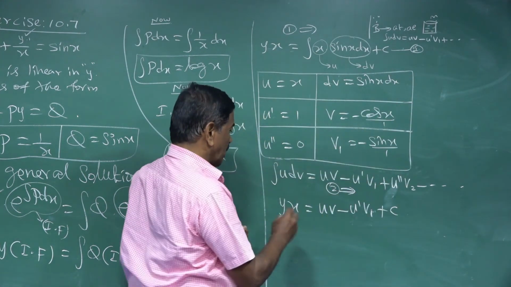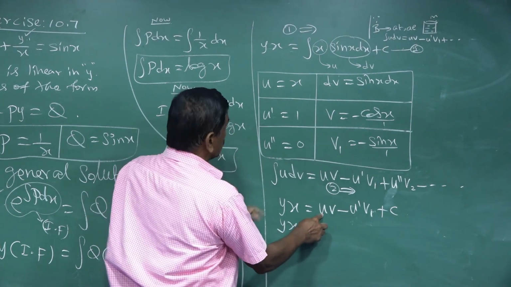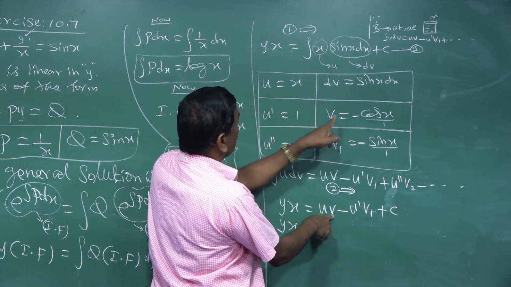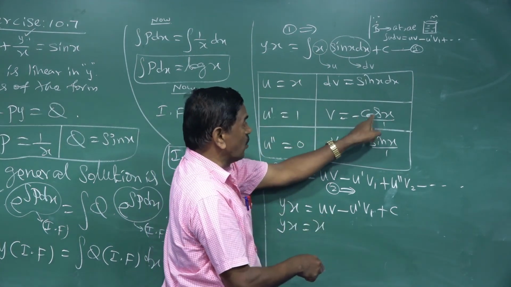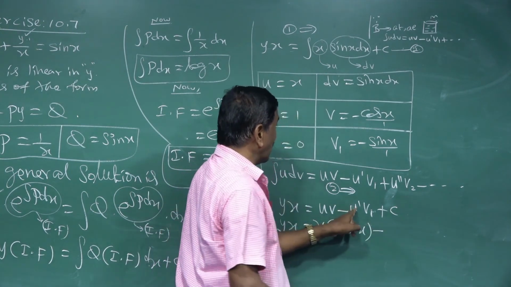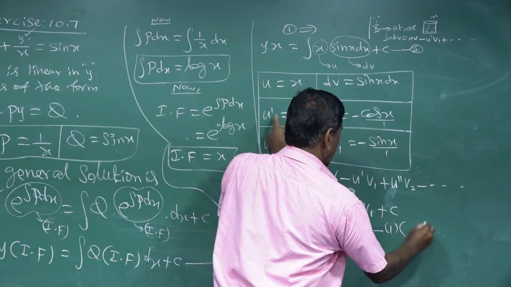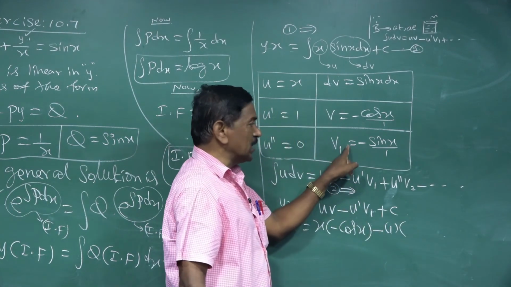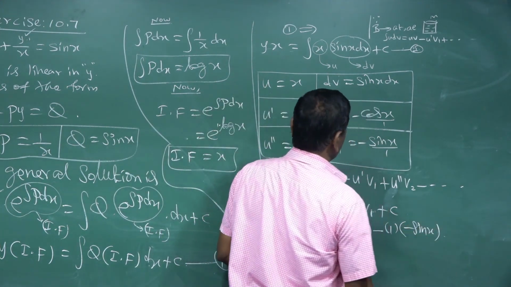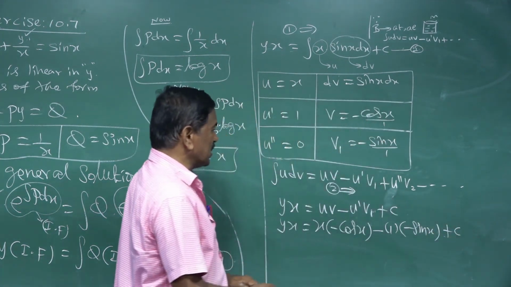Now just a substitution. Okay, tell me yourself. That is y into x, which is equal to u. Where u equal to? Yes, good. x v. Where v is equal to? Yes, minus cos x. v is equal to minus cos x, bracket, minus u dash. u dash is equal to 1. u dash is equal to 1, into v1. v1 is equal to minus sin x. Next is plus constant c. That's all. Plus constant c. Up to this character. Okay.